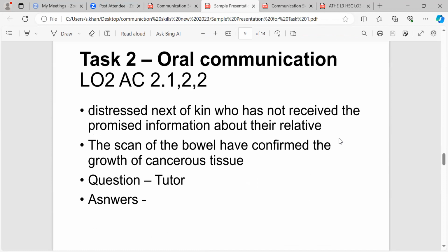Here you have a distressed next of kin who has not received the promised information about their relatives. The scan of the bowel has confirmed the growth of cancerous tissue. And here it will be a question and answer session. So the question will be the tutor and the answer will be you. Okay, so you will be going through with a next of kin who's upset about the scan that they've got, the next of kin has received that their family member has cancer. Okay, so this is an oral communication with a tutor. So you will be doing this as task 2.